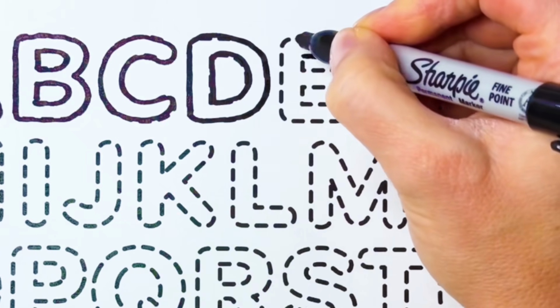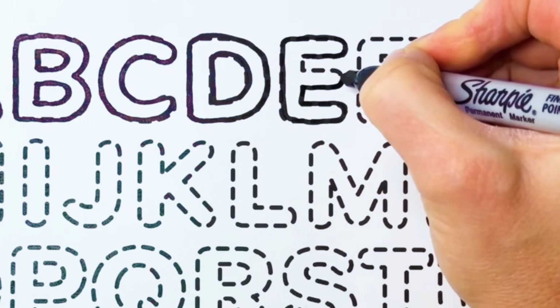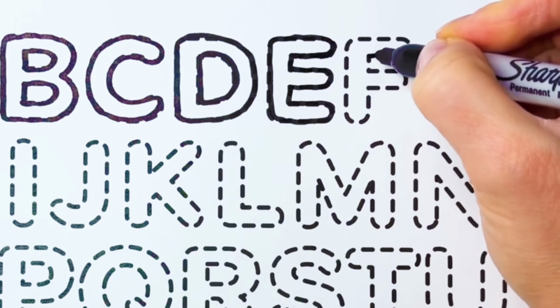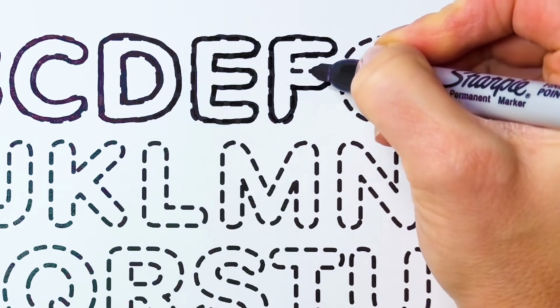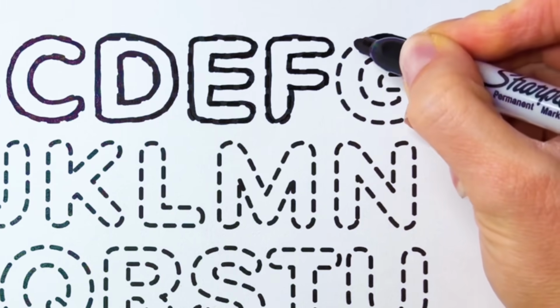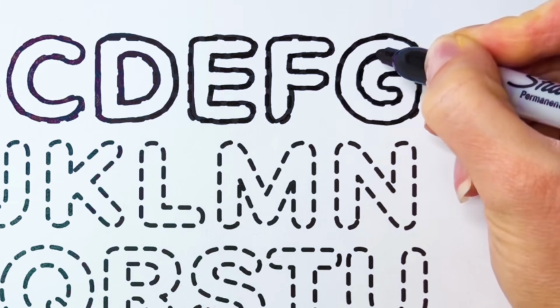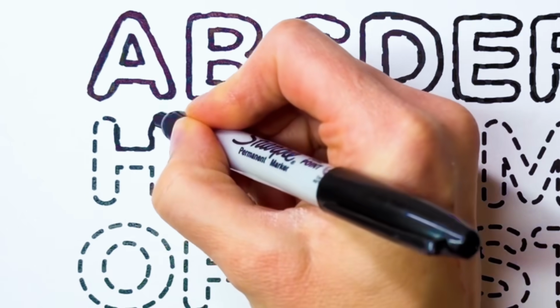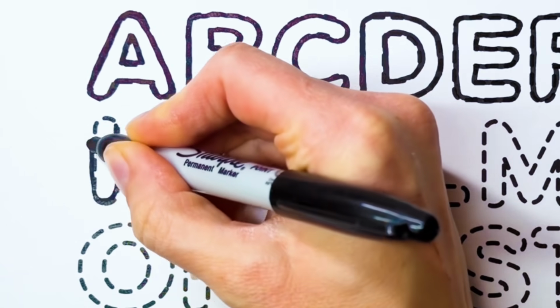E. Next time, won't you sing with me? F. A, B, C, D, E, F, G, H, I, J, K, L, M, N, O, P, Q, R, S, T, U, V, W, X, Y, and Z. Now I know my ABCs.